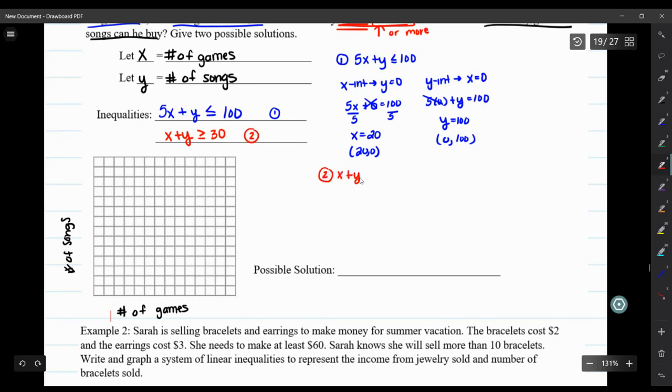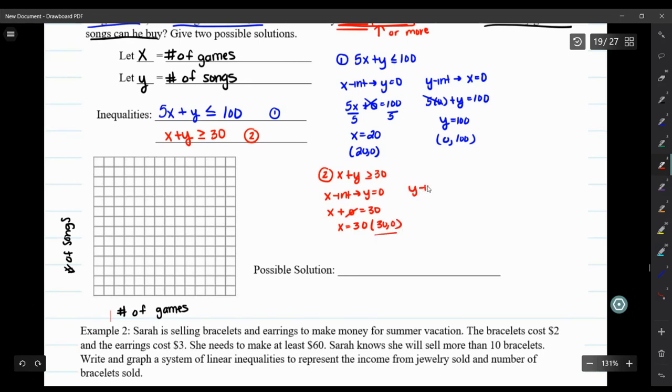x plus y greater than or equal to 30. So again, let's find the x-intercept. That means that y is equal to 0. So we're going to have x plus 0 equaling 30. Well, that's nothing, so x is 30. So that means my x-intercept is (30, 0).